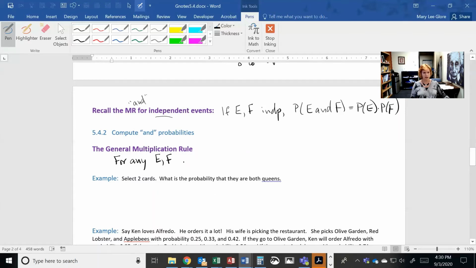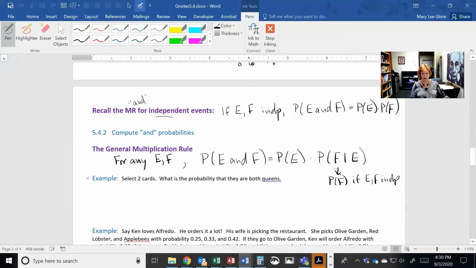The probability of both of them occurring will always be the probability of E times the probability of F given E. Now recall, if they're independent, this guy is equal to the probability of F if E and F are independent, which will give me this rule. All right, so this is always true.